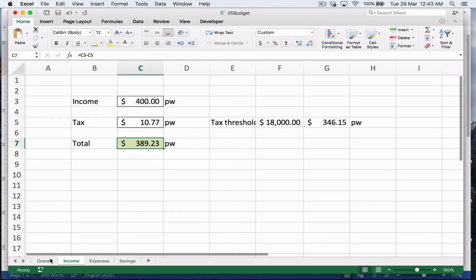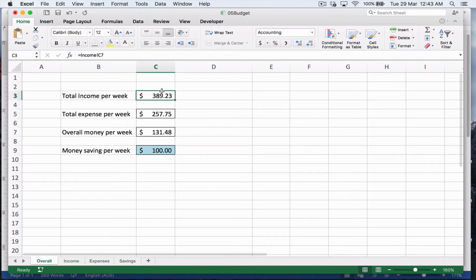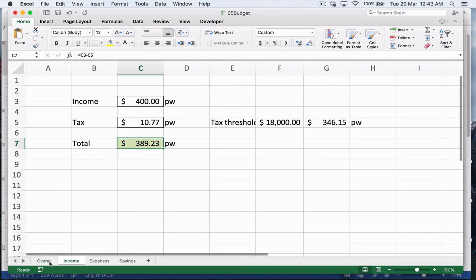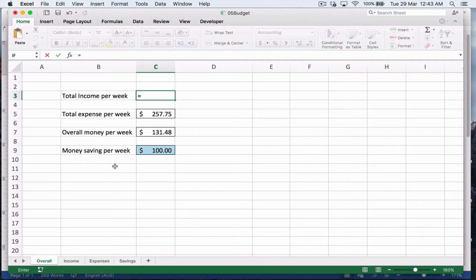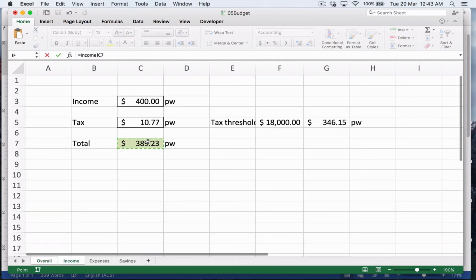All right. So on our overall sheet, total income per week, I need to actually pull that information from this sheet. So not just on one sheet, but a different sheet. So what we do is we go equals, other sheet, click on that, and you see equals Income exclamation mark. So that's the name of the sheet, C7.